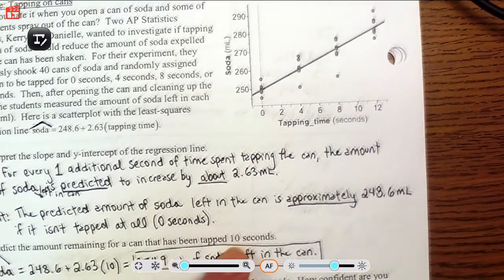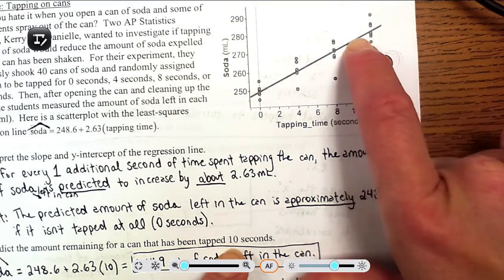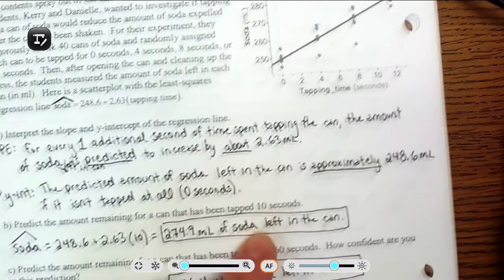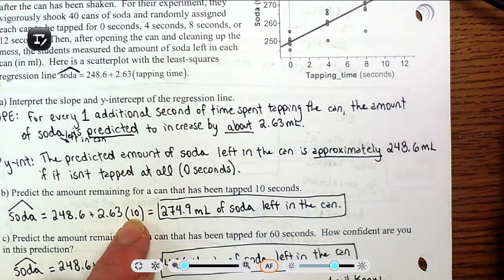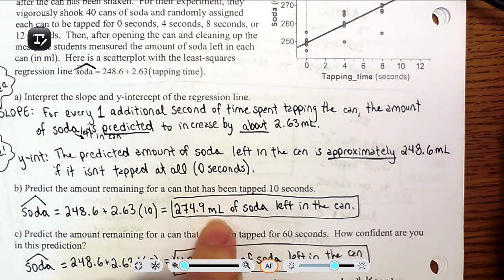Predict the amount of soda remaining in the can if it had been tapped for 10 seconds. Realize that 10 seconds is in between 8 and 12, so it's going to give us exactly what this linear regression gives us, reading across from the 10. And that is when we plug in a 10 in the linear regression equation, we get 274.9 milliliters of soda left in the can.